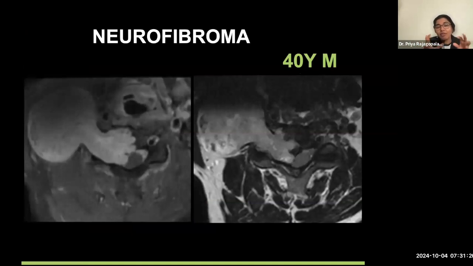And so where can they grow? They can remodel that neuroforamen, the osseous neuroforamen. They can make it wider, but there's not enough room to grow. So they grow inside and outside, giving that classical dumbbell shape appearance of the tumor.